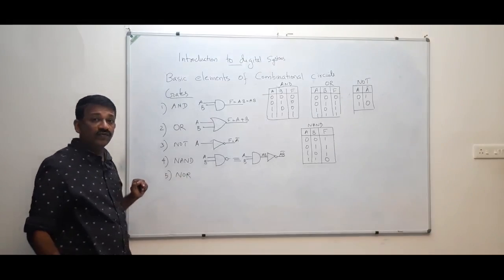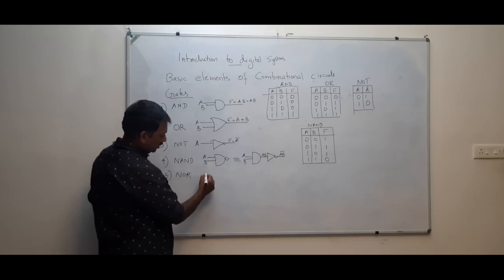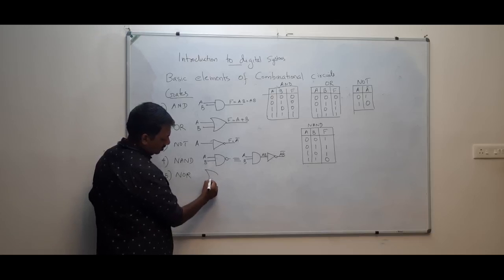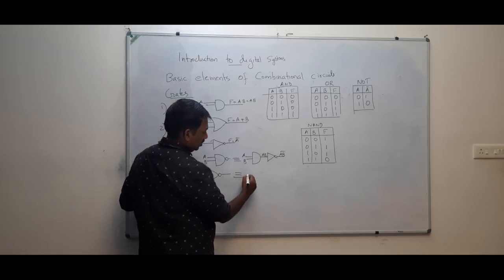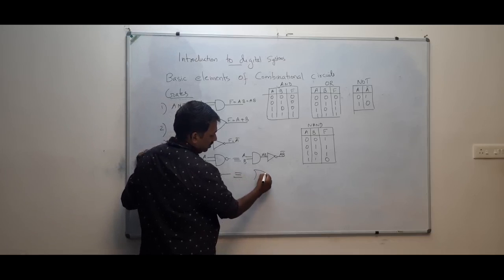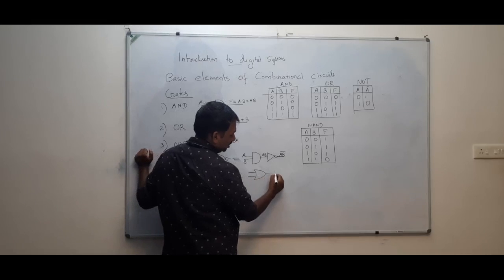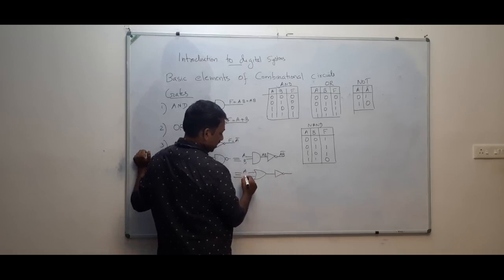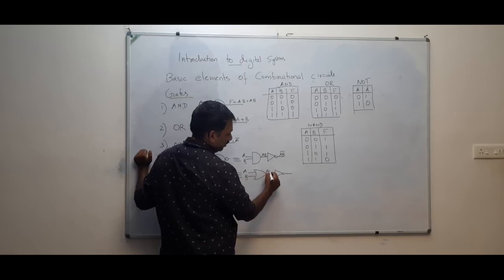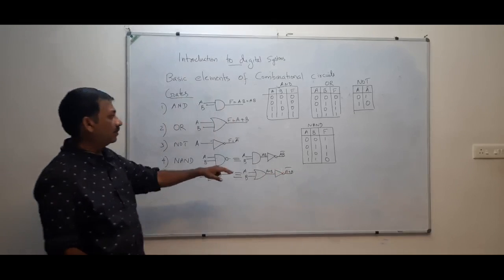And 5 is NOR. That means not of OR gate. After taking the OR operation, the OR gate is represented by this. Then you are negating it, and this is equivalent to first taking the OR, and then that output is fed to a NOT gate. Suppose this is A and B, this is A plus B, and this is A plus B bar.